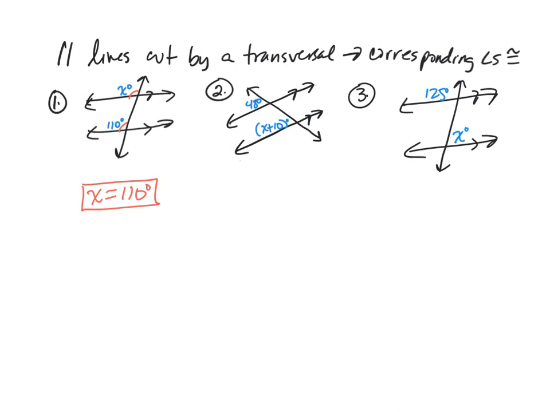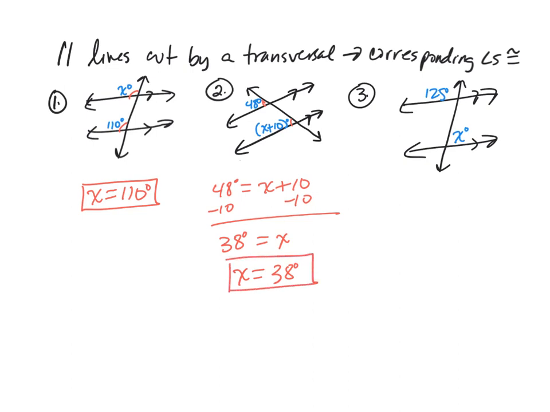So again, we have a pair of corresponding angles congruent, and if parallel lines are cut by a transversal, corresponding angles are congruent. That means that 48 degrees is equal to x plus 10 degrees. We can find x by simply subtracting 10 from both sides, and we get that x is 38 degrees. If we want, we can turn that around because of the symmetric property of equality and say x is 38 degrees.